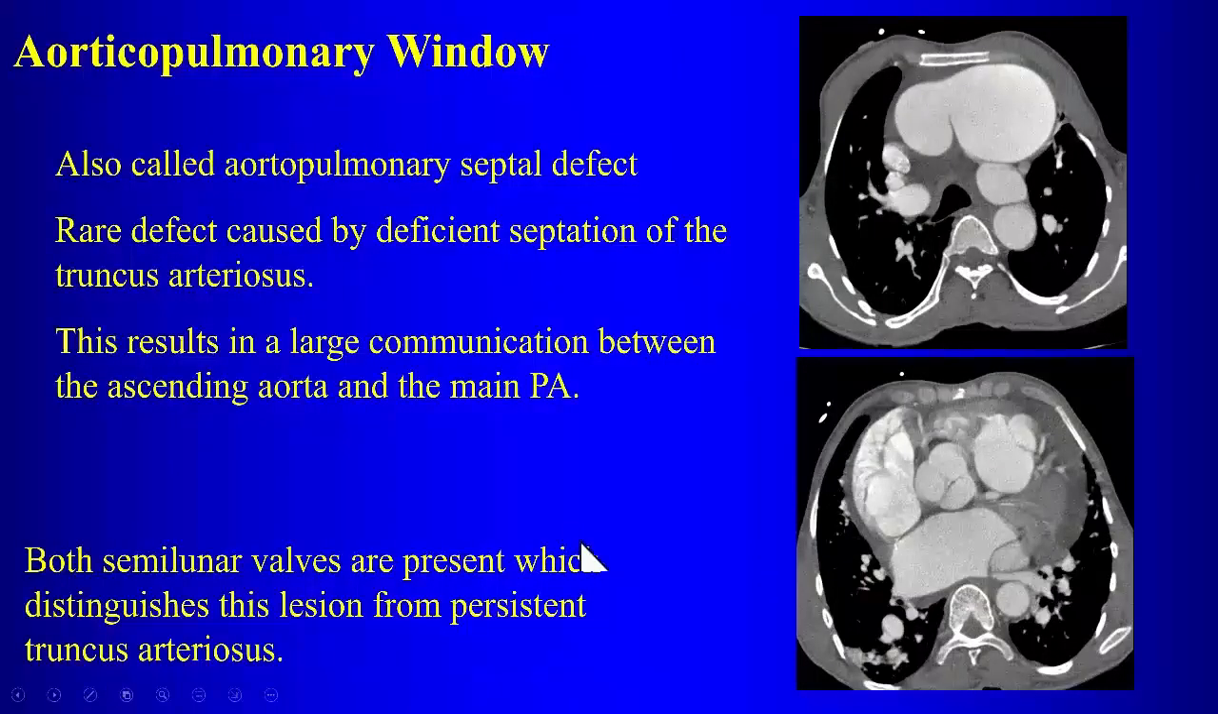So functionally, these are like PDAs, but they're communications between the ascending aorta and the pulmonary artery, right? So it's caused by deficient septation of the truncus arteriosus. It results in a large communication between the aorta and the pulmonary artery. Both semilunar valves are present. So that's what distinguishes this from truncus arteriosus, right? In truncus arteriosus, there's just one vessel. Here, there are really two vessels that communicate through that defect there.